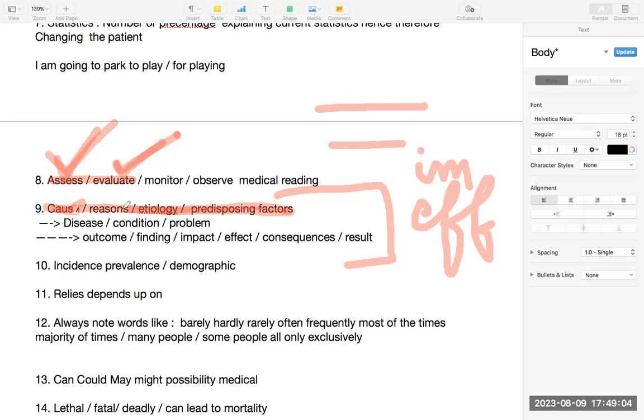So these words are synonyms. These happen first, when the causes are there. That is what causes the problem. The second step is the disease condition or the problem, and the third step is the outcome of the disease: finding, impact, effect, consequences, result of the disease. So these are the common words. So if the paragraph is about the effect of sleep deprivation, the option about causes can never be the answer.